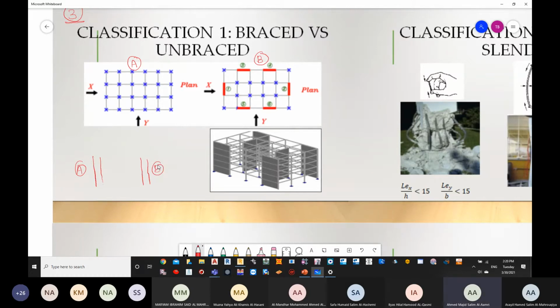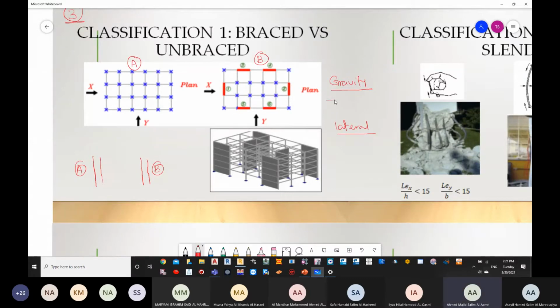Now in scenario A, there are no walls, there are no shear walls. In scenario B, we have columns which are in blue, small x's, and then we have the red lines which are representing a wall. And we have two types of loading. We have loading number 1, which we call gravity loads. And then we have the other loads which are called lateral loading.